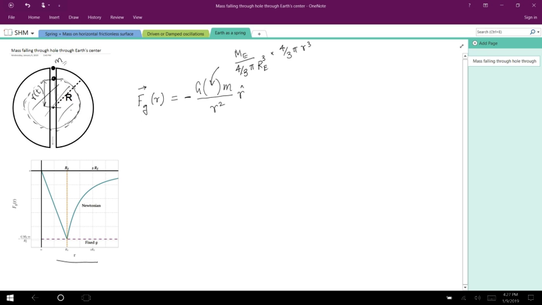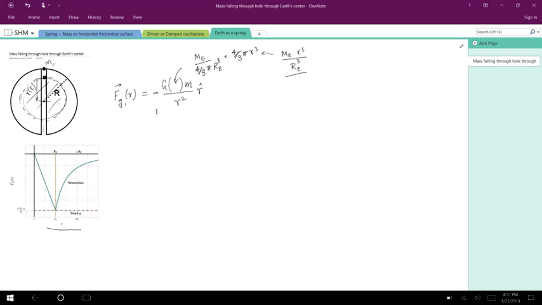Now if you do the algebra, the 4/3 will cancel, the pi will cancel. So this part turns out to be M_E r cubed over R_E cubed, where R_E is the radius of the Earth. Let's plug this back into our expression for F_g, and then we get F_g as a function of r equals negative G times little m multiplied by M_E r cubed over R_E cubed, and then in the denominator we have an r squared, times r hat.